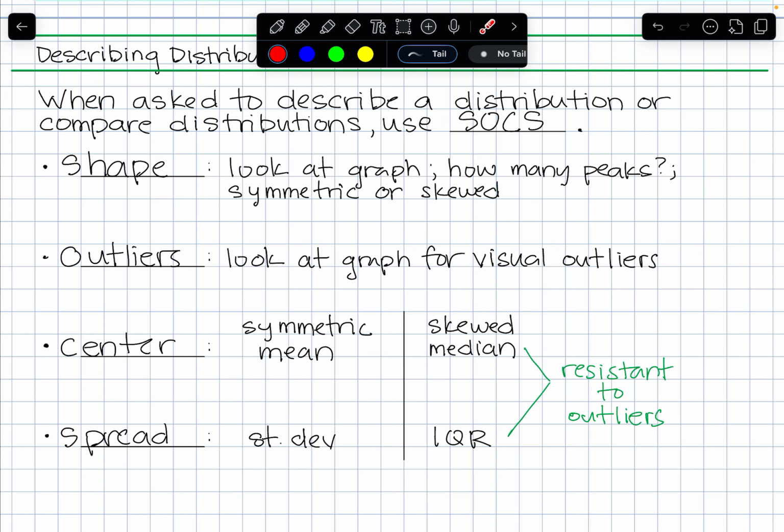When you're describing distributions, we typically do all of this using a paragraph, a sentence or two to address the shape, then the outliers, and then a discussion about my center and my measure of spread and what they mean in terms of my graph and the data set.